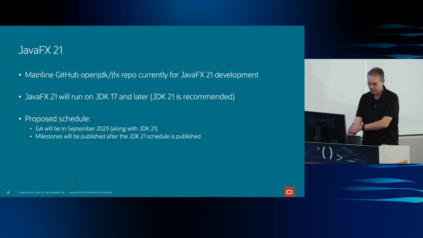Now looking forward a little bit to JavaFX 21, we have our mainline repository, which is OpenJDK/JFX, and mainline is open for 21. We've already been putting out EA releases for a couple of months. And you can download the EA releases, you can contribute code if you find a bug, and that will go into JavaFX 21. It's going to run on JDK 17 or later, just like JavaFX 20 is, and we recommend that you download JavaFX 21 and JDK 21 EA at the same time and run them together. We're going to be testing that to make sure that's the best combination for you. And the GA will be sometime in September 2023, and we'll announce the schedule when the JDK does.